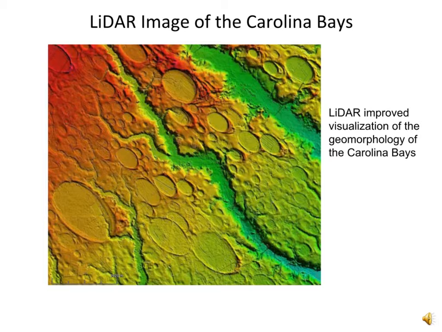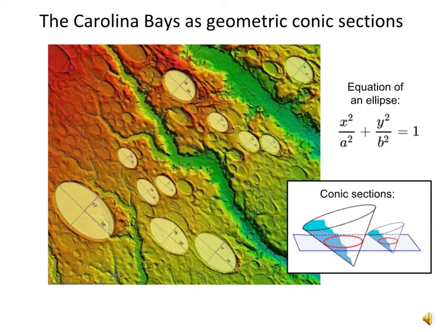The Carolina Bays are shallow elliptical depressions with raised rims on unconsolidated ground whose major axis is oriented toward the Great Lakes. The size of the bays varies from about 100 meters to several kilometers. The bays are found on sandy soil close to the water table along the east coast of the United States. LiDAR, a laser ranging technology, greatly improved the visualization of the Carolina Bays.